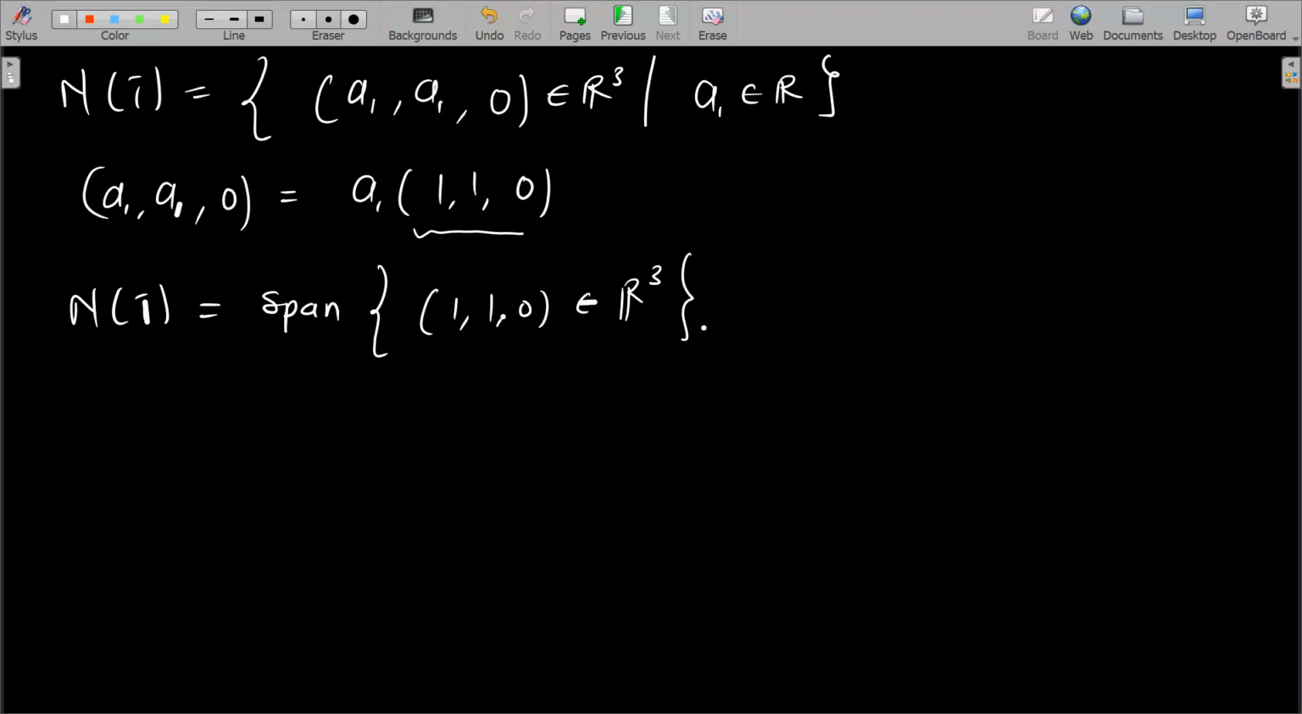And in this case, you don't have to put a1 equals whatever. The span here means that any scalar multiple of this. Okay, I hope this makes sense to you. So that is the null space.